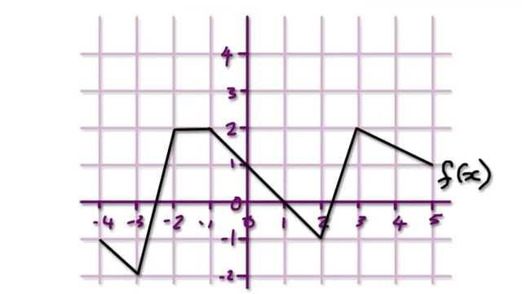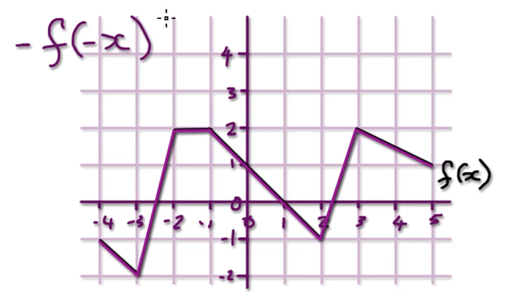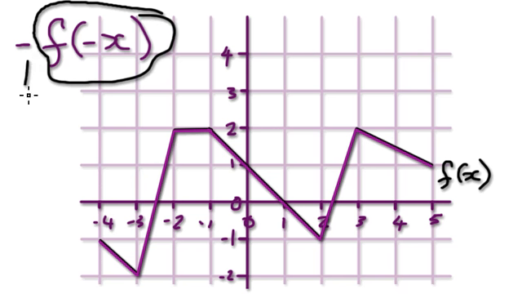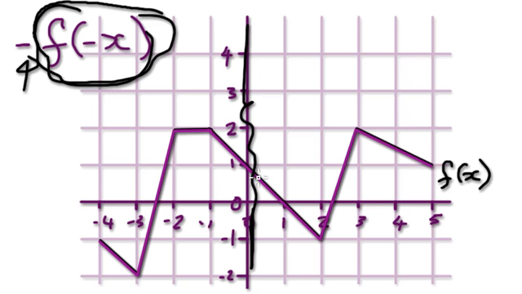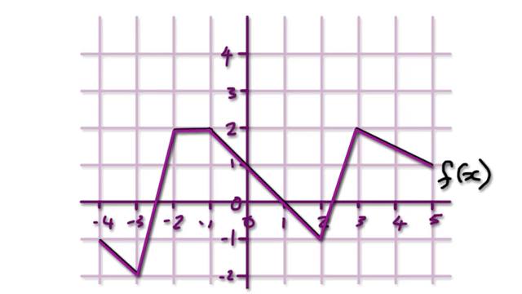Currently, this is our original f of x here. Now I'm going to reflect this. Remember, I have to do this bit first, and then I will do this. Doing this bit first would mean reflecting it along the y-axis. So this is our original function here.